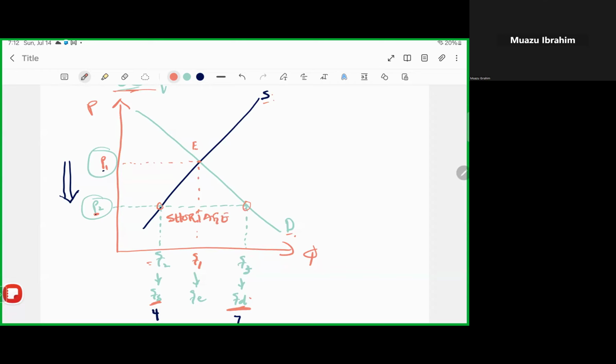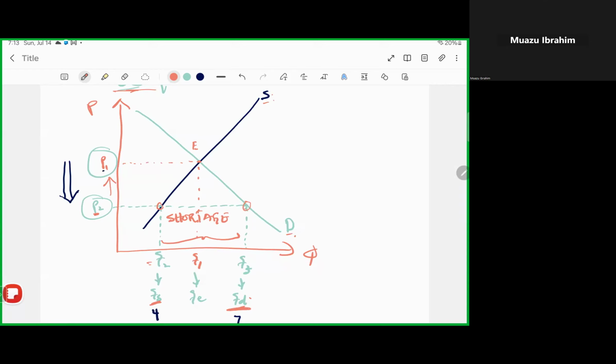So what we are looking at here is a shortage. The entire side is a shortage. What should happen if we want to move to the equilibrium? If we want to clear this particular shortage in the market, the prevailing market price of P2 has to increase back to P1.